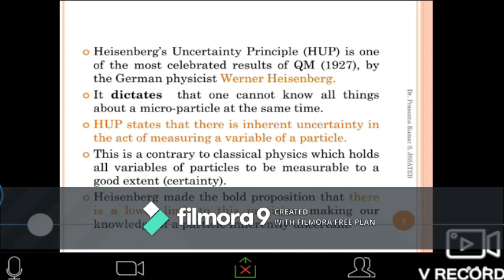Therefore, this was introduced in the year 1927. Heisenberg took a bold decision and said there is a lower limit of precision to whatever you measure. Whatever knowledge of the particle is known, he stated with a 100% guarantee that the measurement certainly has a limit to its precision. It has an error associated with it. It is not completely 100% correct.